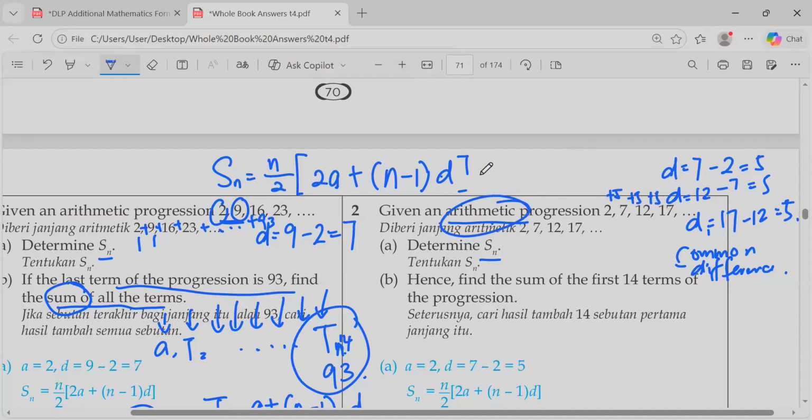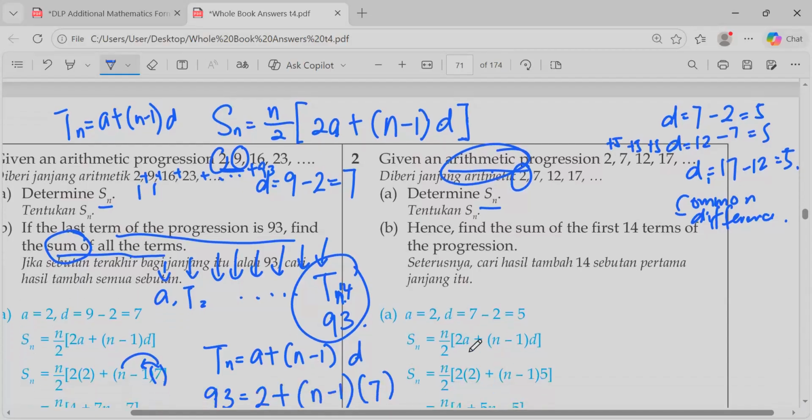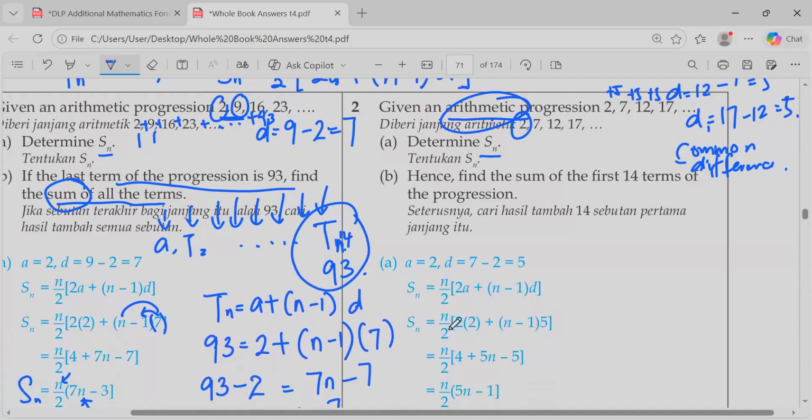So when we know arithmetic, we have learned two formulas. One is this, one is what I just recommended to you today. So find the Sn. You just substitute a equal to 2 inside, and d equal to 5 inside. Substitute the a, substitute the d, and then I get this one.